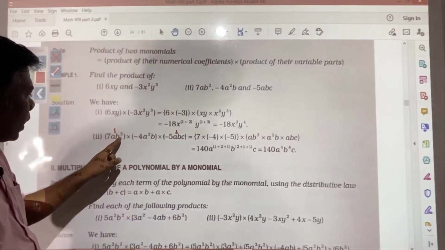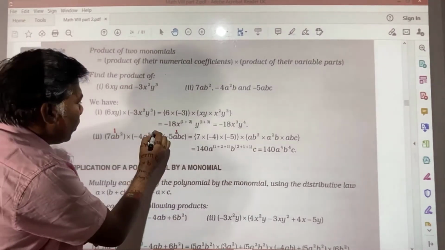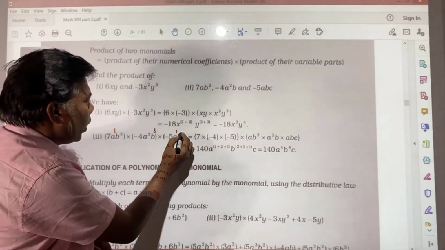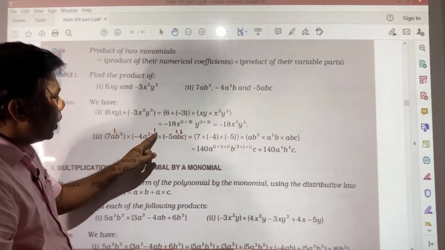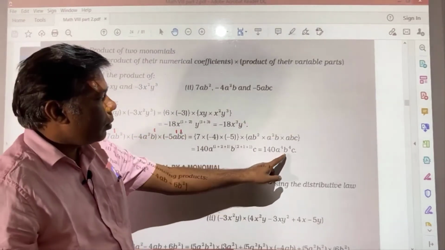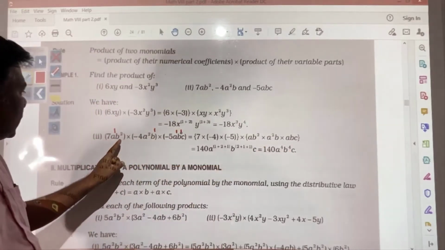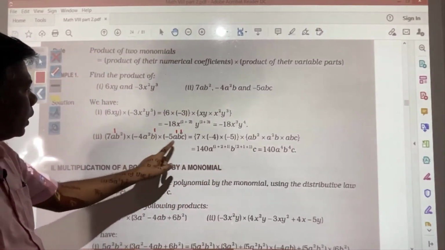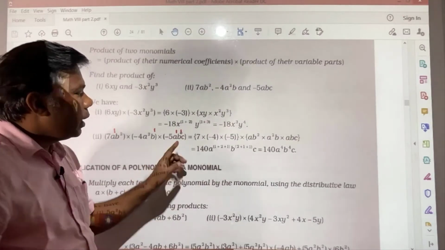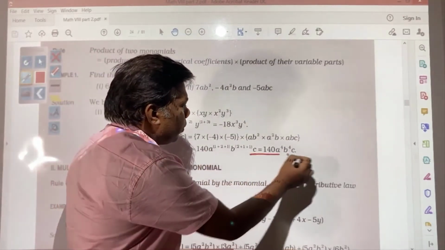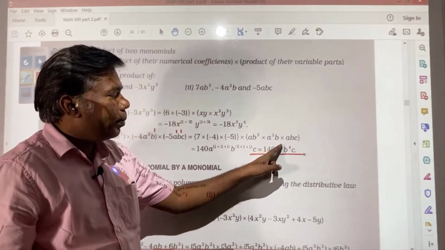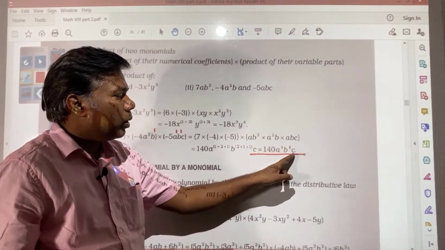Then b square, here you have 2, here you have 1 and here you have 1. So 2, 3 and 4. So you have got b to the power 4. And c you don't have over here, only here you have c to the power 1, it means only c. So the answer will be 140 a to the power 4, b to the power 4, c.